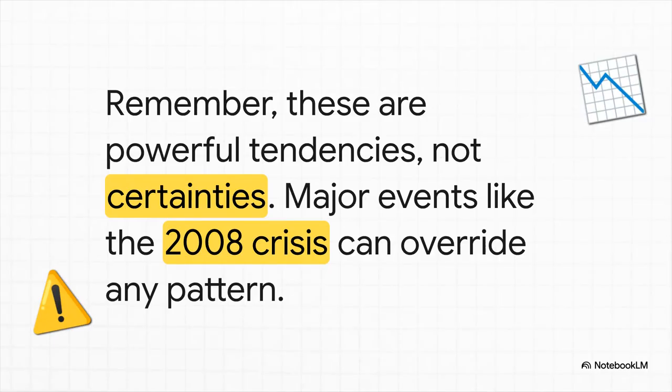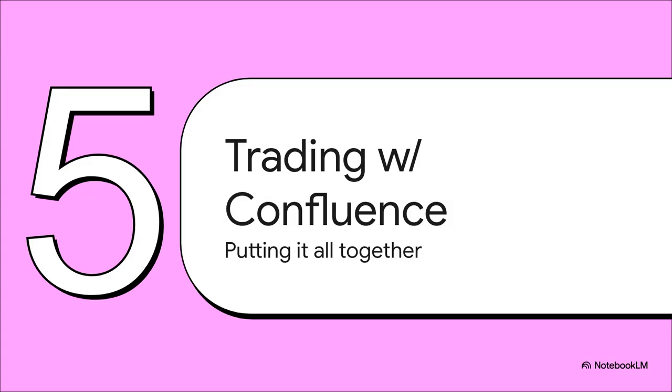Now listen up, because this is probably the most important thing I'll say. This is a tendency. It is not a certainty. You have to understand that. A massive global event, something like the 2008 financial crisis, can come along and just rip up the script completely. So remember, this is a roadmap of probabilities, not a crystal ball for prophecies. So, with that in mind, how do we use this map properly? How do we use it to our advantage?